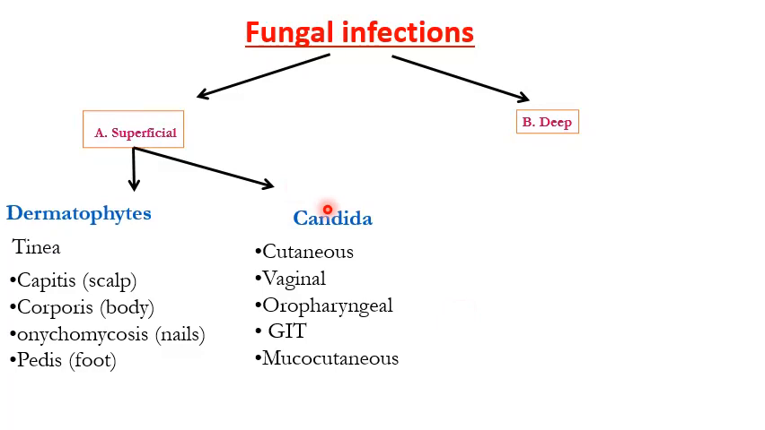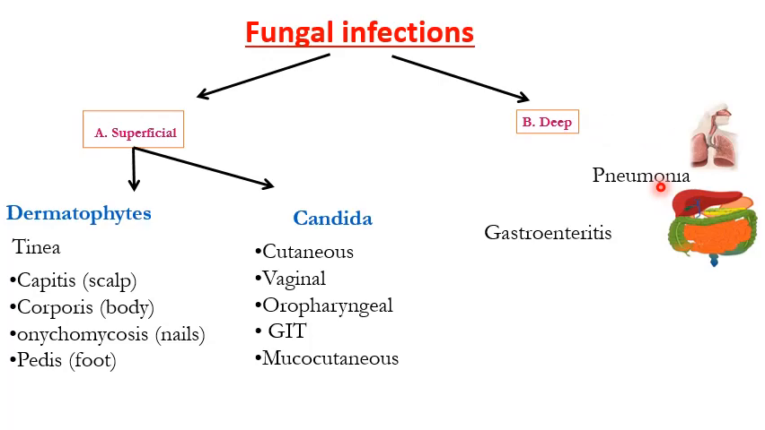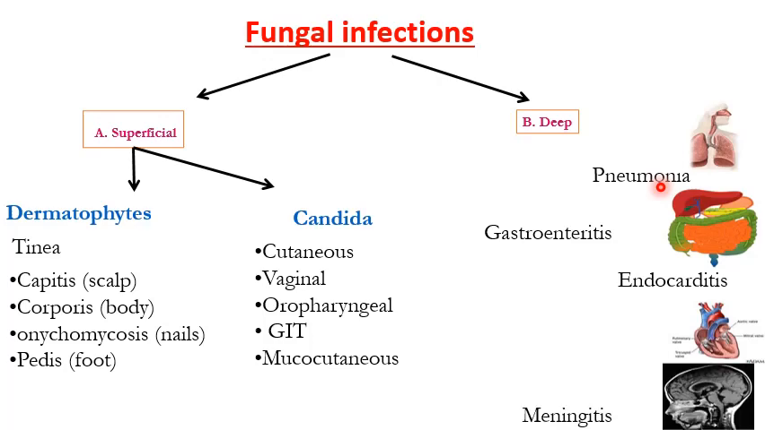Candida mainly affects the mucous membrane, like the vaginal mucous membrane, oropharyngeal, and GIT, and it can also affect the skin alone or the mucosa and the skin together, a mucocutaneous lesion. In severely immunocompromised patients, candida can spread to deep organs and cause deep fungal infection. The fungal infection can occur in any organ, like the lung, causing fungal pneumonia; the GIT, fungal gastroenteritis; the cardiovascular system, the heart, fungal endocarditis; and fungal meningitis.